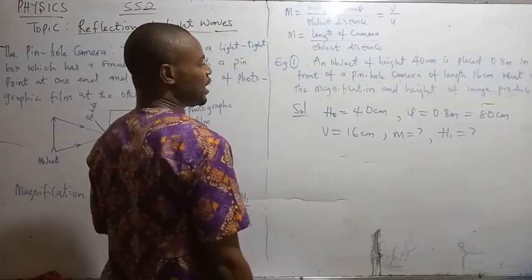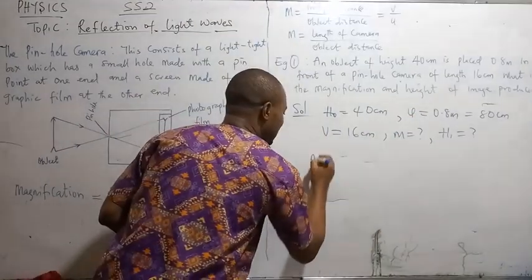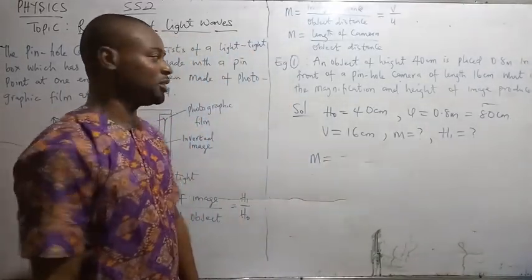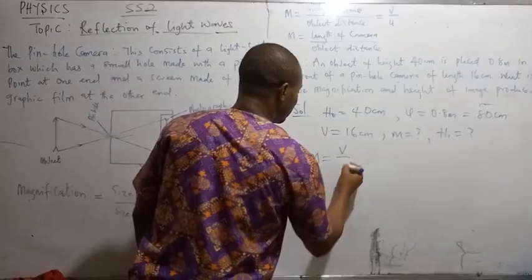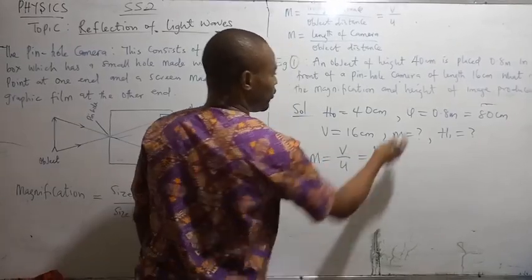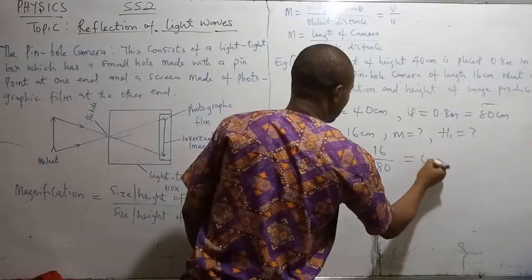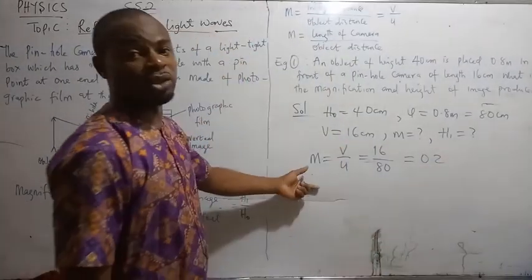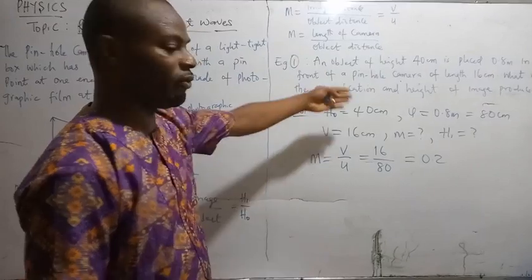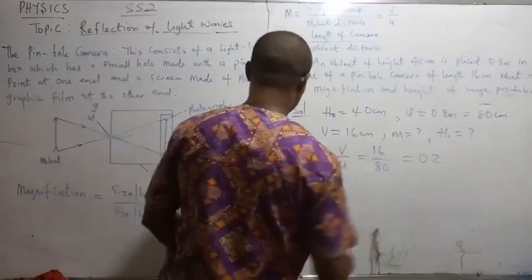How can we get this M easily? Because I have V and I have U, I can simply solve for my M by writing that M is equal to V all over U. And V is 16 all over U is 80. 16 divided by 80, if we cancel out, we'll have 0.2. Magnification does not have unit because it's just a ratio of the same quantity. Centimeter will cancel out and we'll have no unit here.